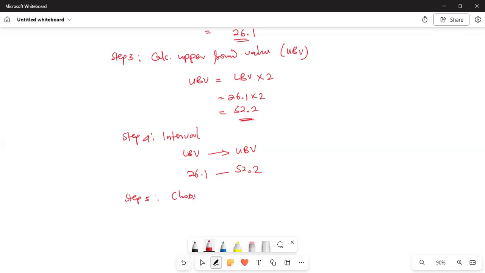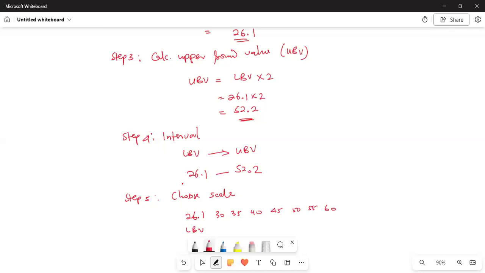Choose scale. And I said the scale must be chosen between the interval. So this is 26.1, and this is the lower bound value. If it is 26, what values can we have? Assuming we didn't want to use, we can have maybe 30, 35, 40, 45, 50, 55, 60.